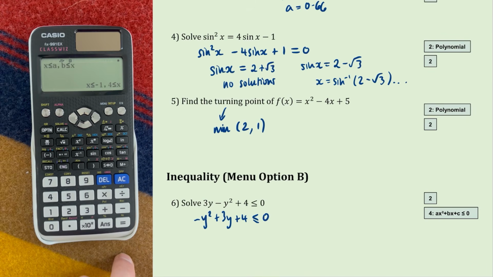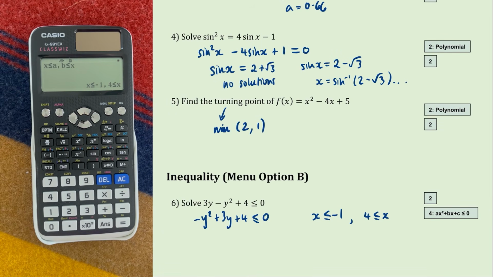Now when I hit equals, it's going to give me the answers that x must be less than or equal to 1, or x must be greater than or equal to 4. So it's got these two kinds of solutions. This is the only thing this calculator can do that the other one cannot.